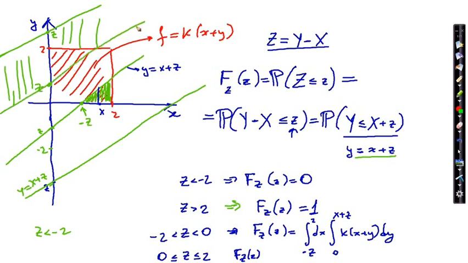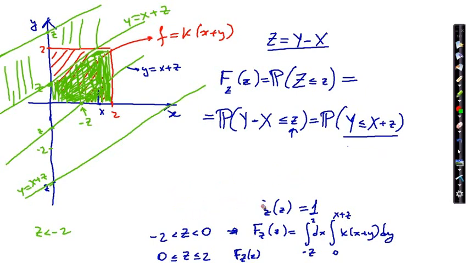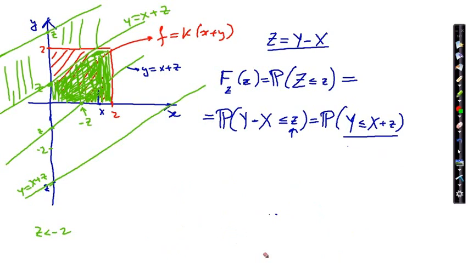I will take this line, which is x plus z again, but for this z, and I need to integrate over the region under that line and in that support, in that square. So I'm integrating over this. Let me erase all the other things we have calculated, since it remains to calculate the case when z is between 0 and 2.